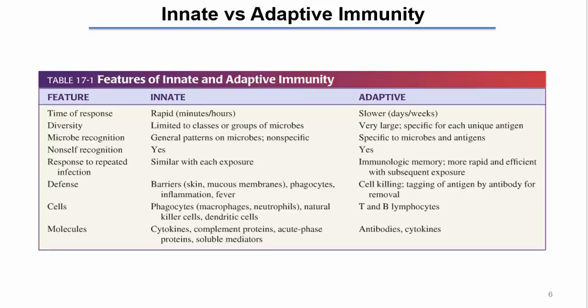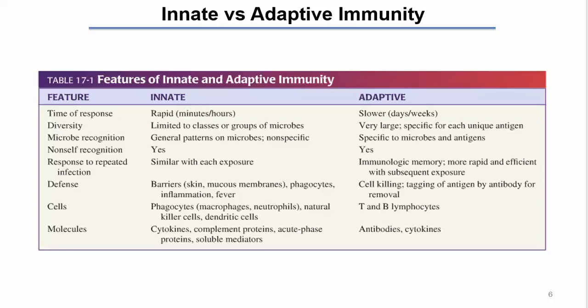The adaptive is very specific. Each antigen has its own mechanism, and so there's a lot of diversity, and it can be very complex. The innate immunity only looks at general patterns, but can recognize self. So it identifies non-self, whereas the adaptive is very specific to specific things.